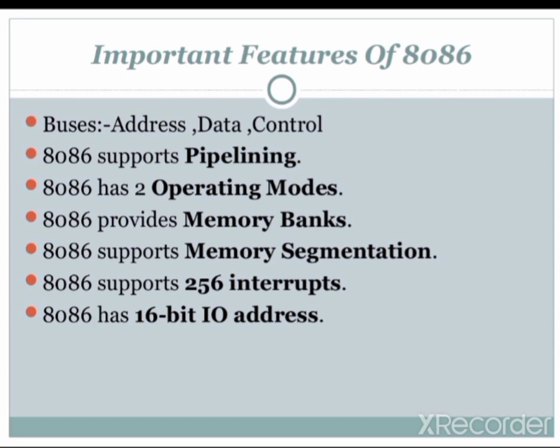Also it supports multi-programming. As I said, it has a feature of pipelining, so it supports multi-programming. It provides a separate instruction for string operation. Then it operates in single processor and multiprocessor configuration by using maximum mode and minimum mode. It provides a 6-byte instruction queue for pipelining of instruction execution. These are some important features of 8086.